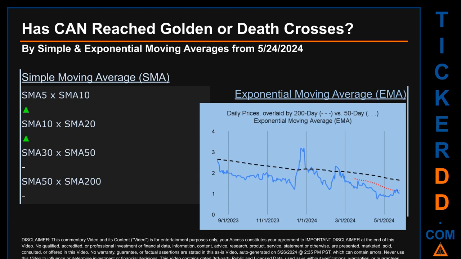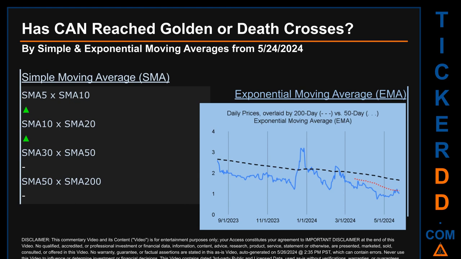Has CAN price reached golden or death crosses? Golden cross and death cross are basic signals that compare average prices across two specified trade day ranges, a short-term versus a long-term range. For example, 5-day versus 10 trade days.